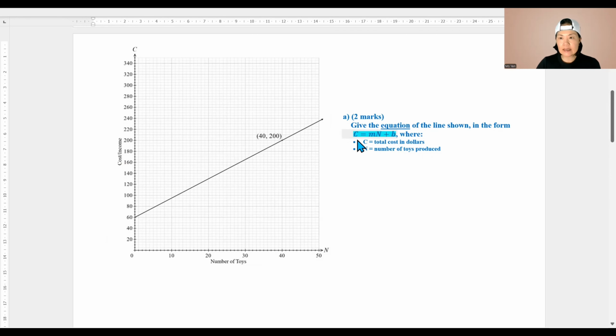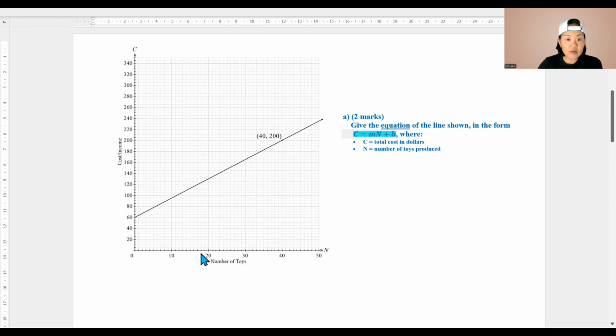Now, for the linear equation form, we usually use y equals mx plus c. But here, we use C equals mn plus b. I think it's because it would double up the c's, so instead of a c for your y-intercept, they used a b. So m is our gradient and b in this case is the y-intercept, where the line cuts through the y-axis.